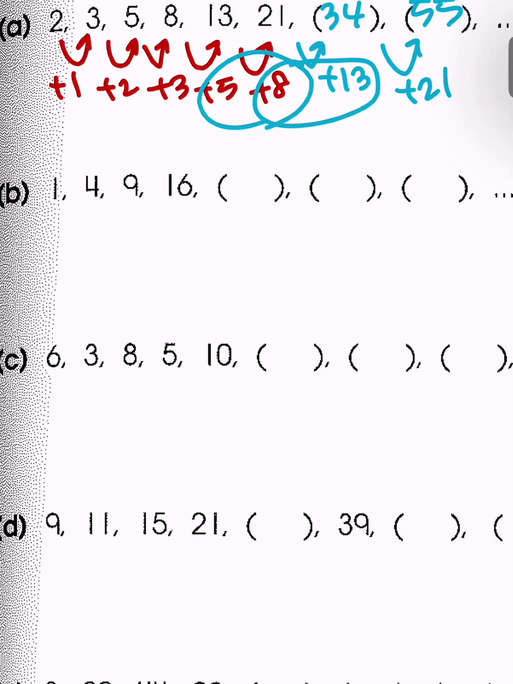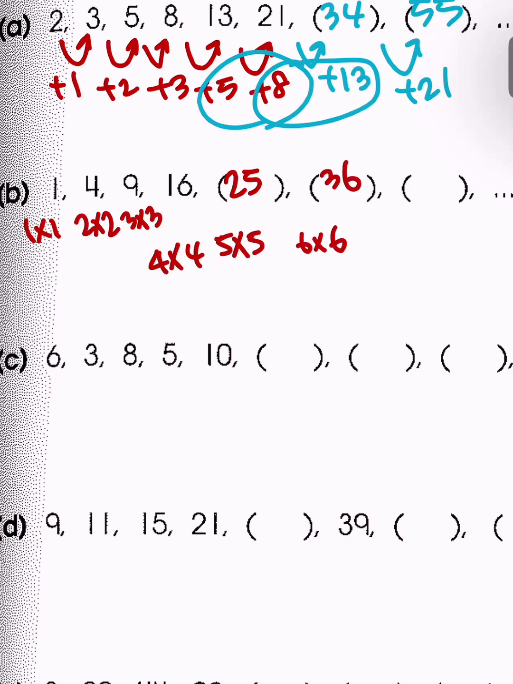But then I guess another easy way to think of this sequence is it's all perfect square numbers, right? 1 times 1, 2 times 2, 3 times 3, 4 times 4. So the next is going to be 25. The next is going to be perfect square of 6 and perfect square of 7. So that is the correct answer.